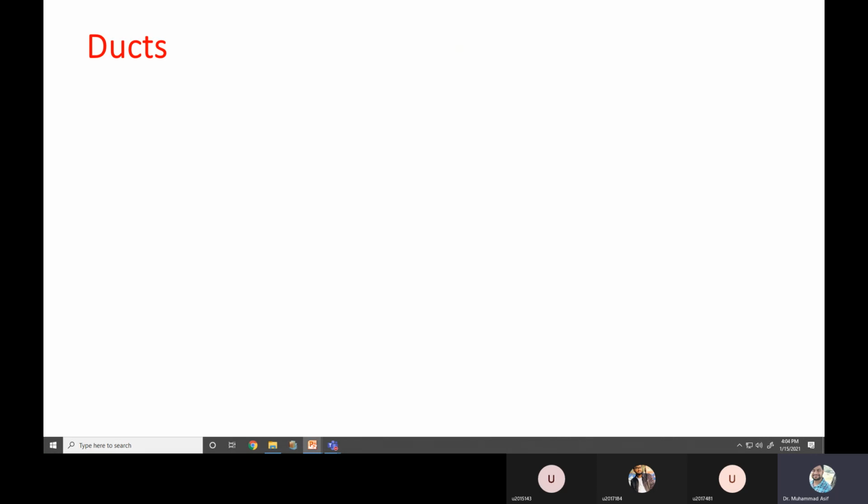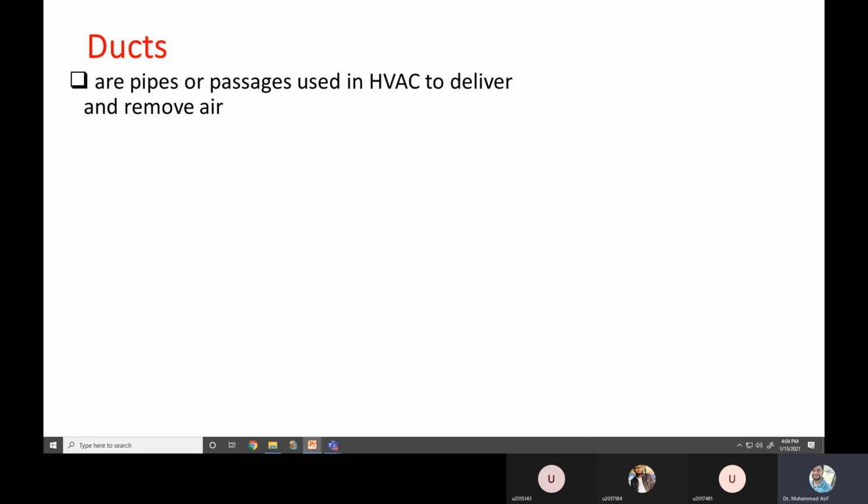Let's start from the definition. What is ducting? Ducting are the pipes or passages used in an HVAC system to deliver and remove air. These are the passages or pipes that deliver air to the conditioned space, and similarly, they take the conditioned air from the conditioned space, sometimes for recirculation or sometimes for exhaust.